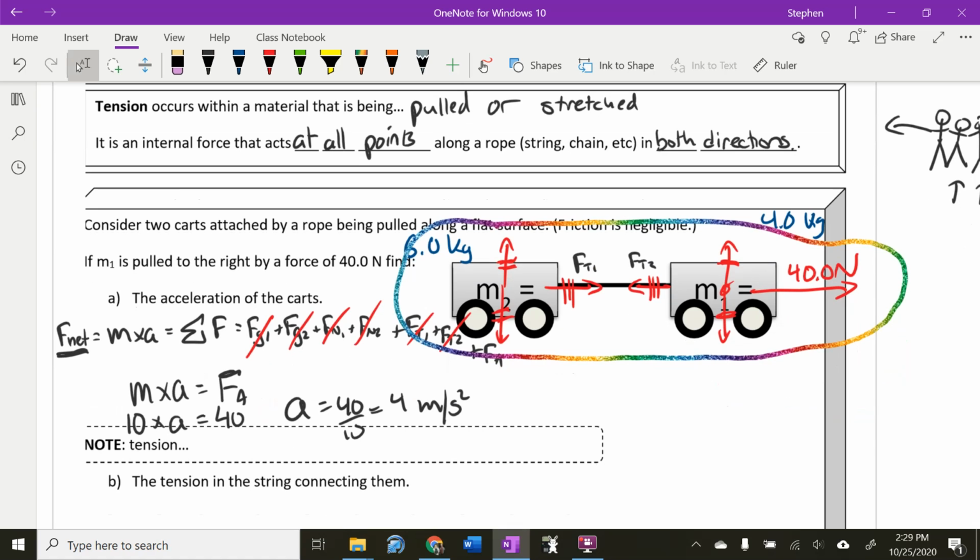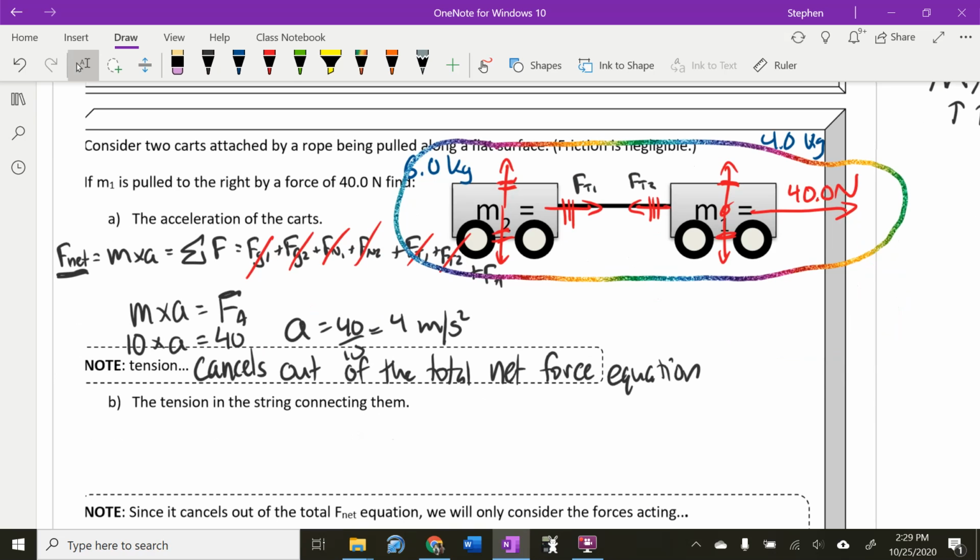So the thing to notice is that the tension cancels out of the total net force equation. So that's when we're looking at an entire object that's all within this colorful boundary that I've drawn here for you. Okay, what about if we want to find the tension in the string?